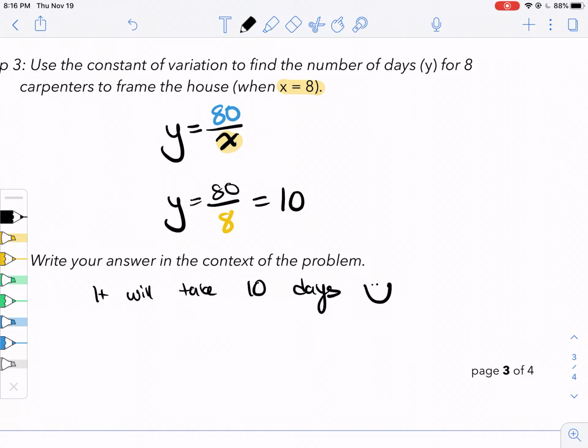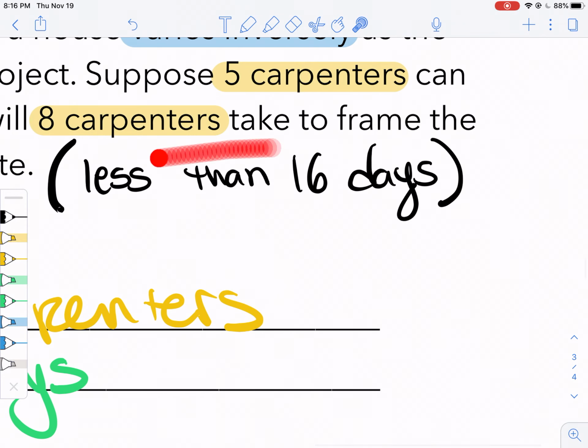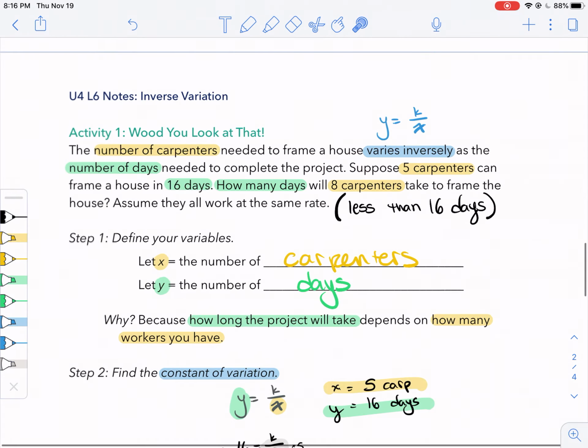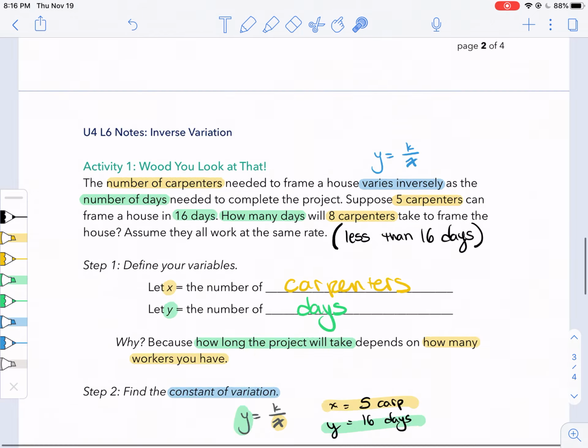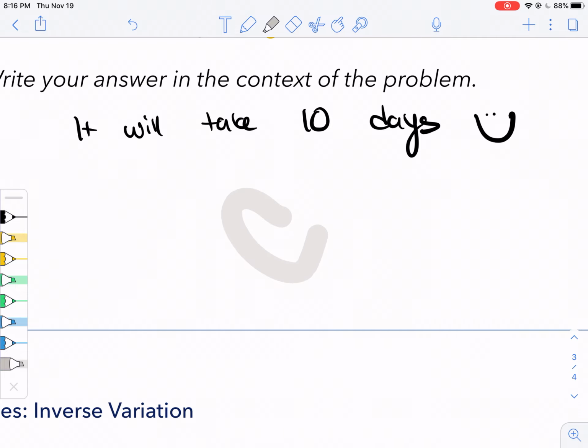Yay. Now let's go back and check. What was our original estimate? It needs to be someplace less than 16 days because we're working faster than the 5 carpenters. Is 10 less than 16? Yay, it is. We did it. Good job, guys.